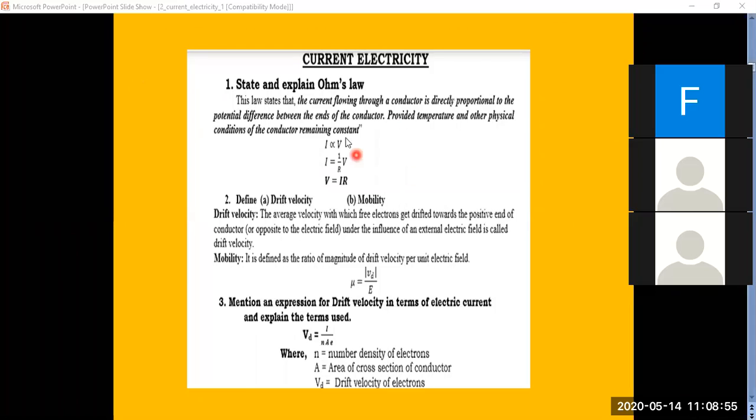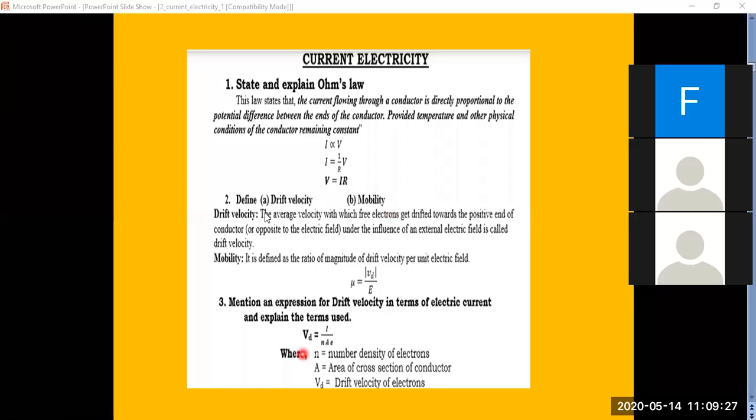So we saw I is proportional to V. Remove the proportionality sign, put an equal sign. I is equal to V divided by R. Cross multiply, and you will get V is equal to I into R. What are these terms? V is the potential difference, I is the current, and R is the resistance. This is the mathematical form of Ohm's law. Now after this, we saw what drift velocity is and what mobility is.